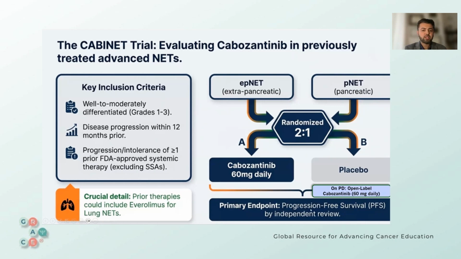The primary endpoint was progression-free survival, similar to the previous trial. In the inclusion criteria, well to moderately differentiated neuroendocrine tumors were included, grades 1 to 3, with disease progression within the prior 12 months, and progression or intolerance of more than one prior FDA-approved systemic therapy. Very important information here was that prior therapies could also include everolimus for lung neuroendocrine tumors.